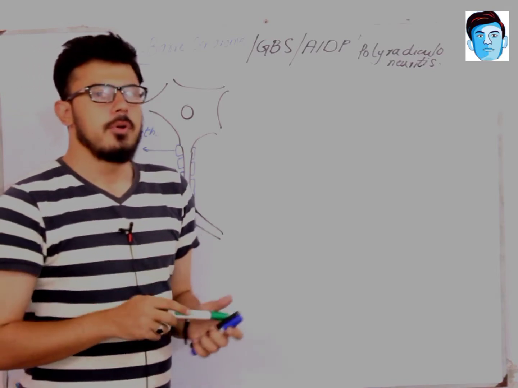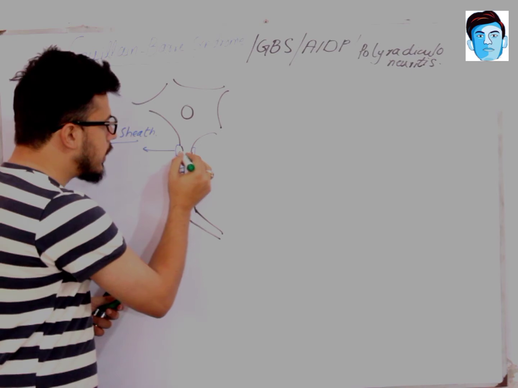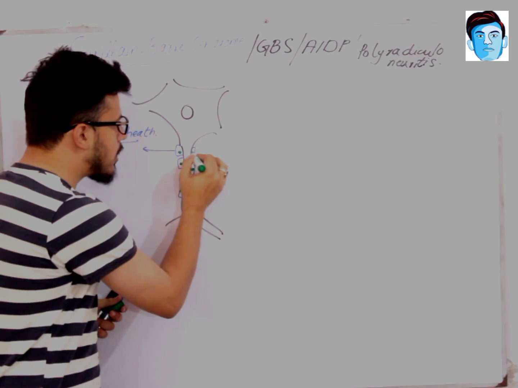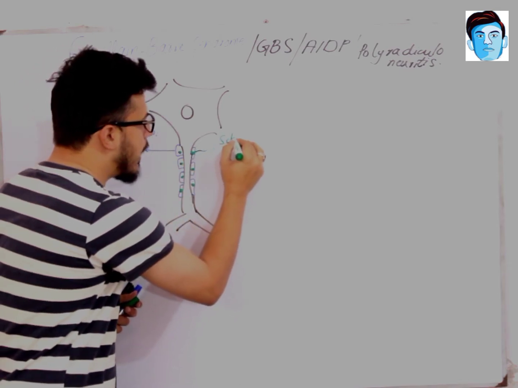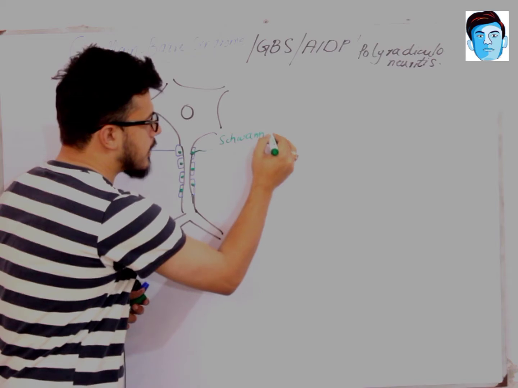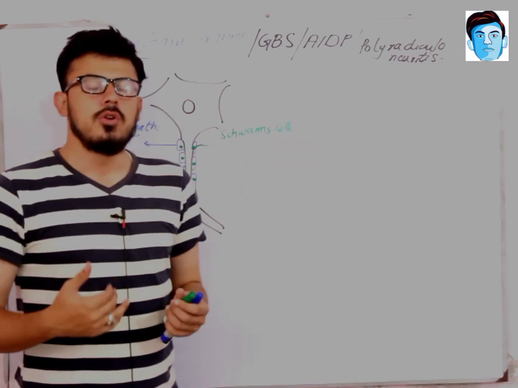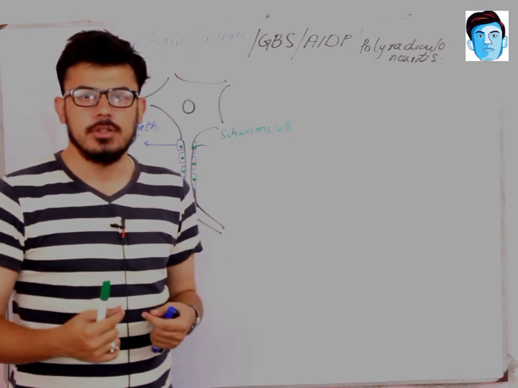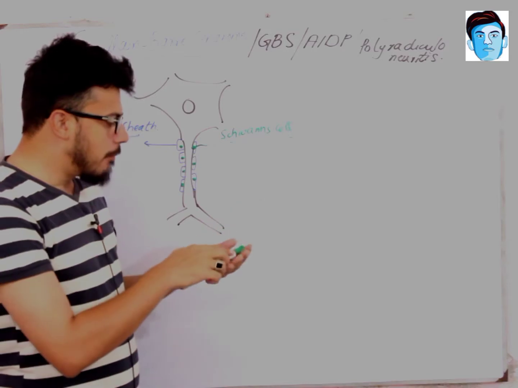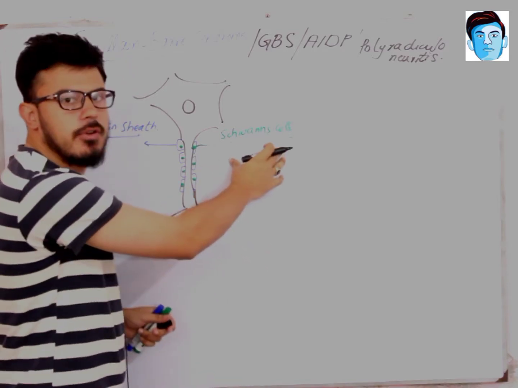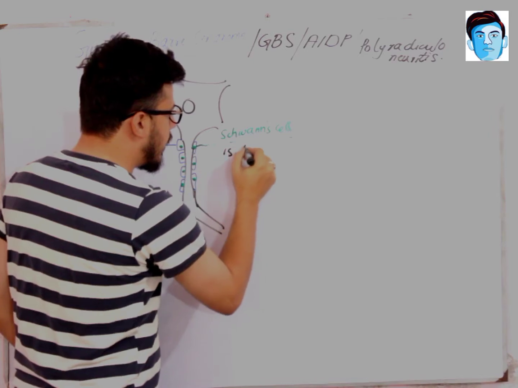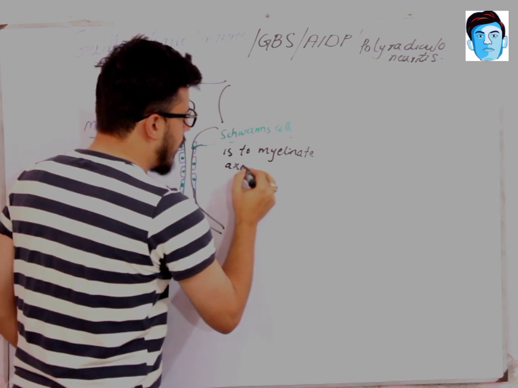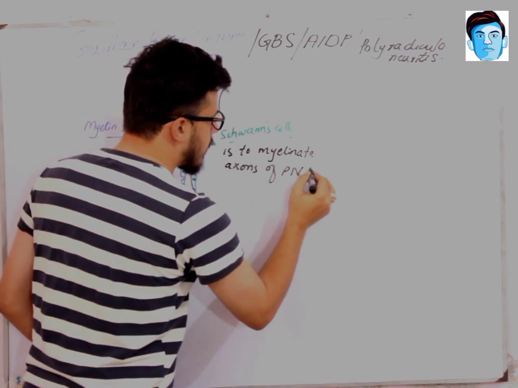Now this is important: inside the myelin sheath there are specialized cells present, and they are called Schwann cells. One of the most important functions of the Schwann cell is to myelinate the axons of the peripheral nervous system.